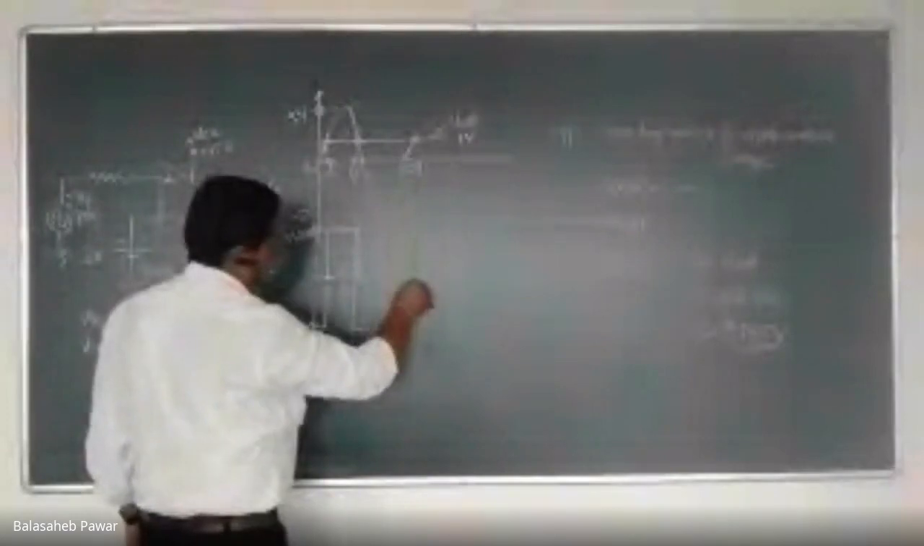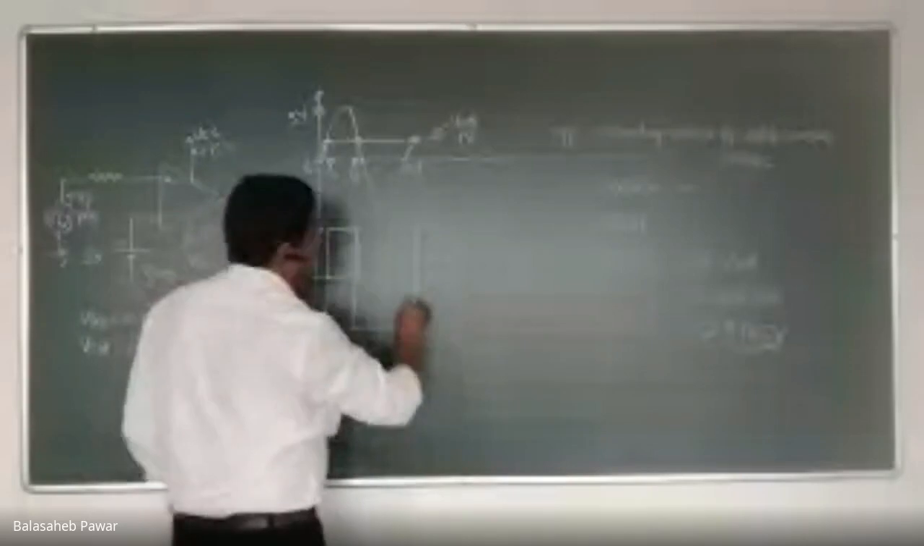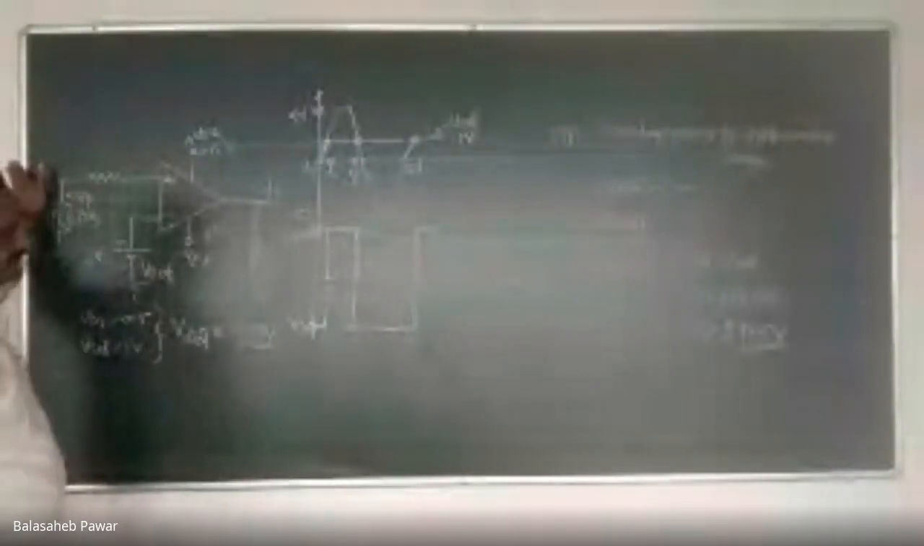Again, the next positive half cycle will start, and the output will remain negative until the sine wave again reaches the reference voltage, that is 1 volt, and again it will switch to plus Vsat like this. Are you getting it? Yes or no? Yes, sir.